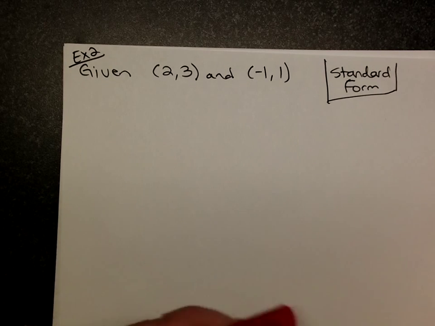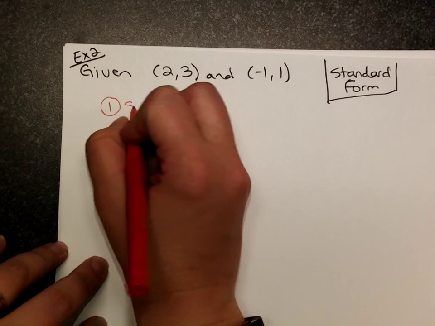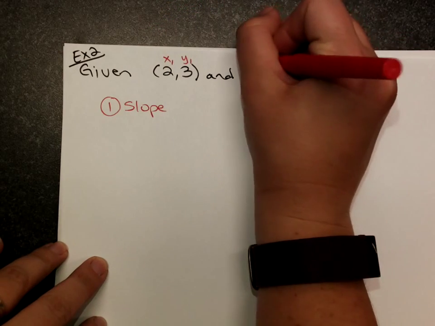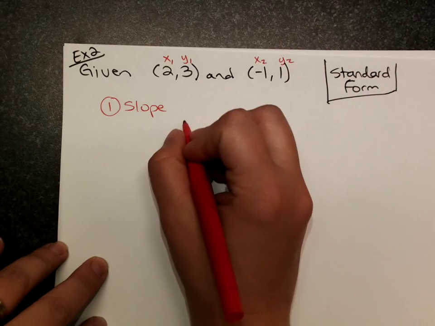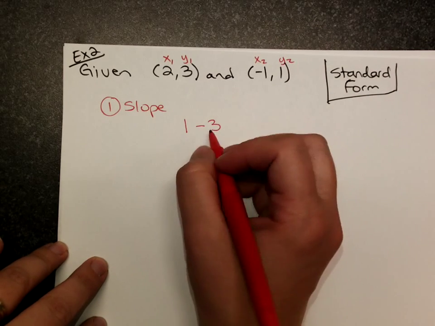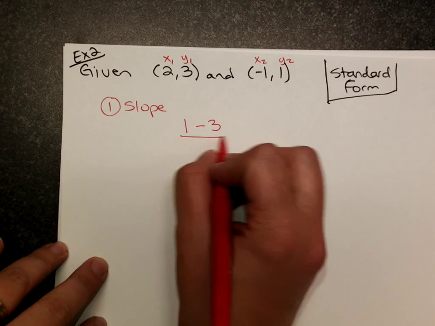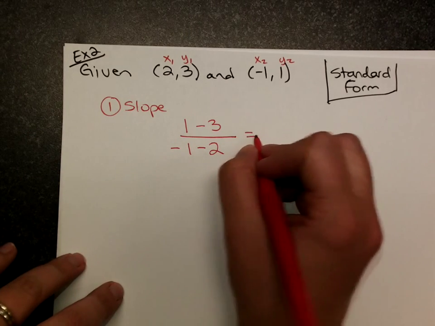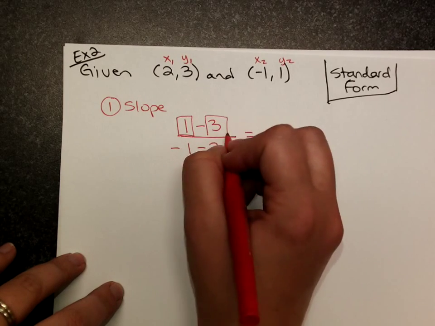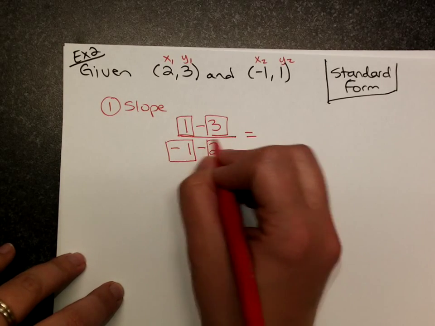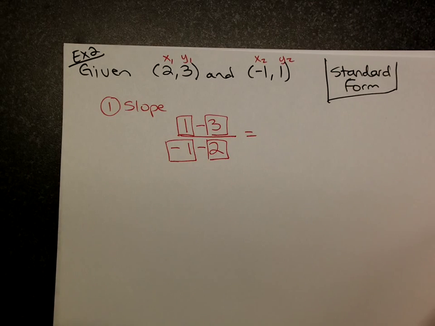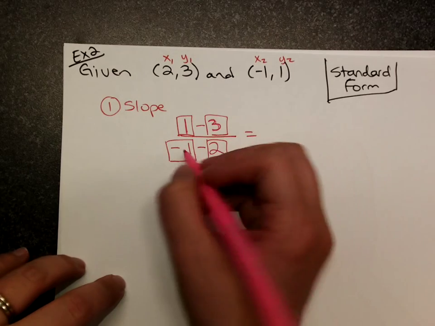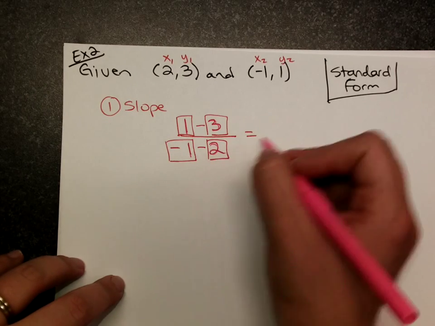So, step 1, find the slope. It helps to label x1, y1, x2, y2. So it's 1 minus 3. Is that right? 1 minus 3 over negative 1 minus 2. So if it helps to put the boxes, there we go. The boxes just help me double check that I put the correct numbers in. You don't want to change anything, you just want to put the numbers in. 1, 3, negative 1, 2. Then you work it out.